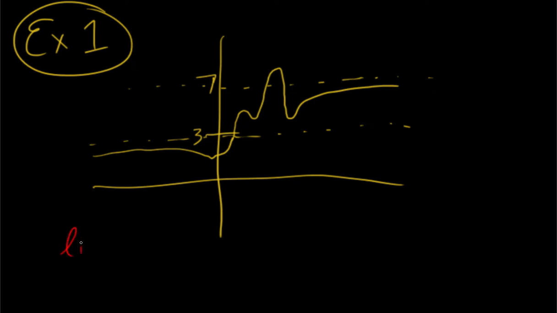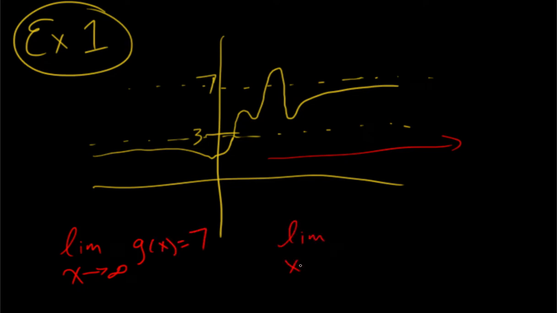And so if we just say the limit as x approaches infinity, so as we go really far to the right, what is the y value of our function approaching? Well, that's approaching 7. Then the limit as x approaches negative infinity, or in other words, as we go really far to the left, which y value is our function approaching? So g of x is approaching 3. And so those are the horizontal asymptotes.